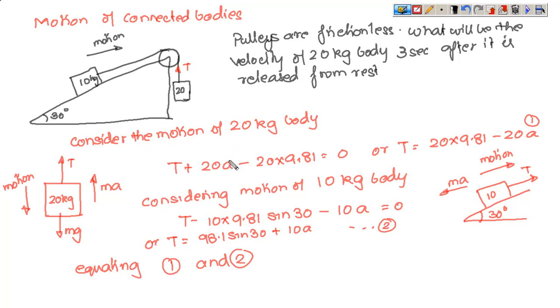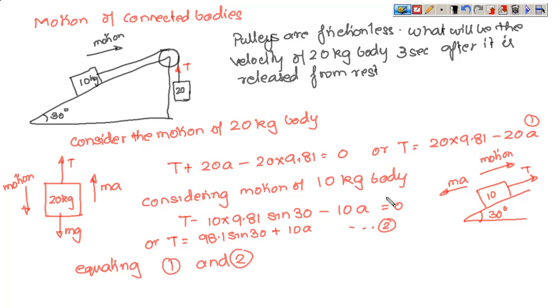So you need to understand where m is written as m and where m is written as mg. These are certain mistakes that students generally make. So T plus ma is equal to mg. So T plus ma minus 20g is equal to 0. So T becomes equal to 20 into 9.81 (the value of g) minus 20a. This is equation 1.